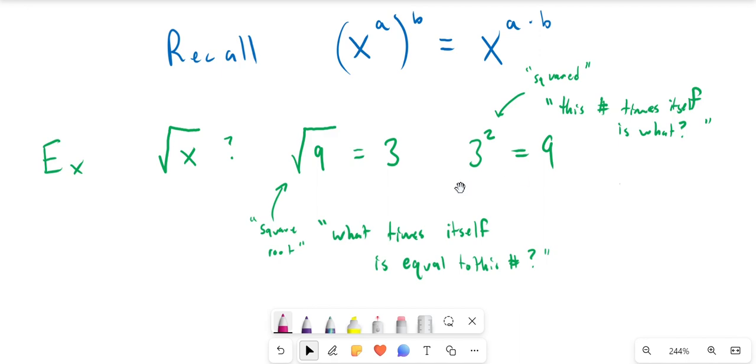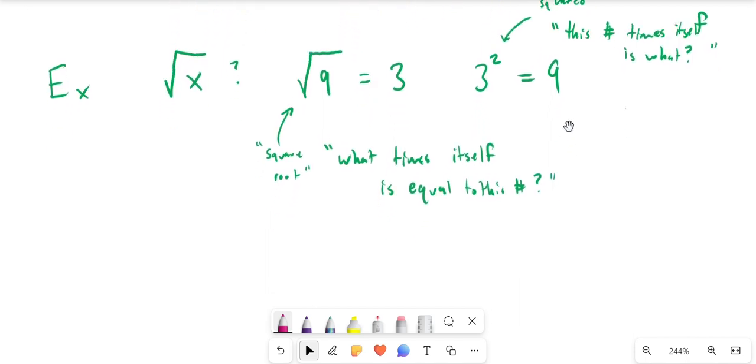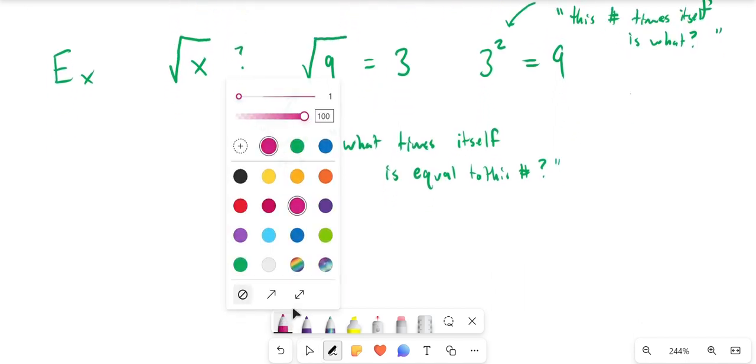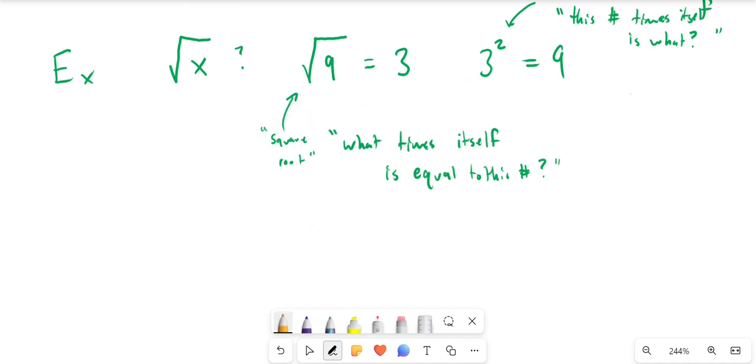So in some way, these are two opposite questions. One asks what times itself will be equal to this number, and this one says, if I multiply something by itself, it will be equal to this number. Something times itself is equal to what? So these are opposite questions, and that's why they sort of undo each other, right? That's why if I say something like, what is x squared square rooted? Well, then it's x. They cancel each other.